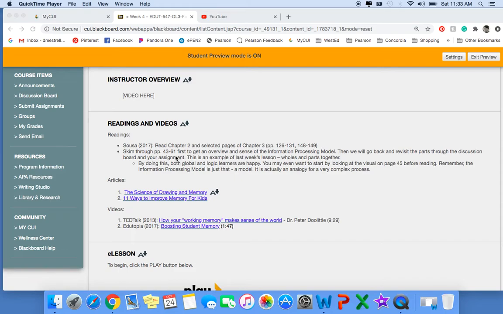But this is an example of last week's lesson, wholes and parts together. By doing this, both global and logic learners are happy. You may want to start by looking at the visual on page 45 before reading. Remember, the information processing model is just that, a model. It is actually an analogy for a very complex process.